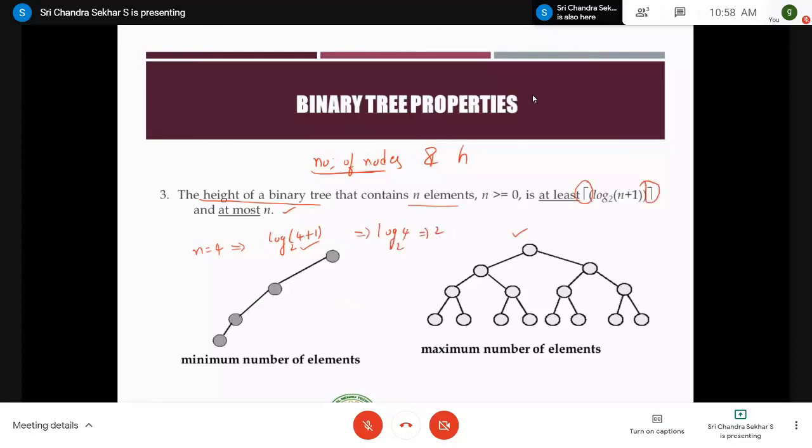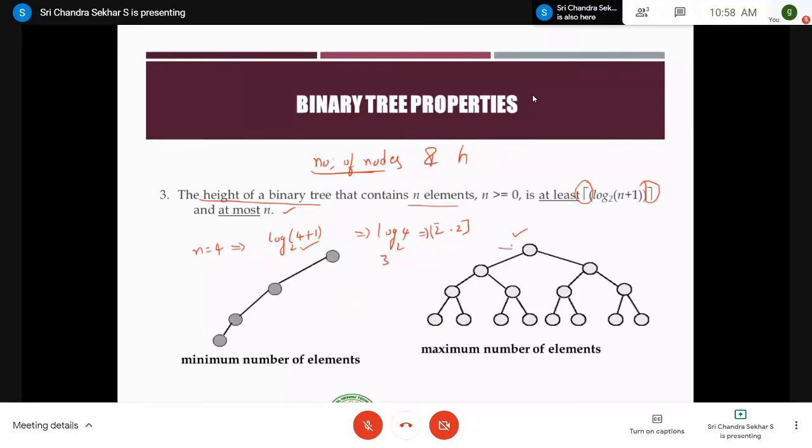So if we add 1, we have log 5 base 2, which is greater than 2, we will get some decimal point, right? Decimal 2.2, something like that. What is the ceiling of this 2.2? Which is nothing but 3, right? So what is the minimum height we have? Minimum height means you have to take the maximum number of elements, right? So here the height is equal to 3.